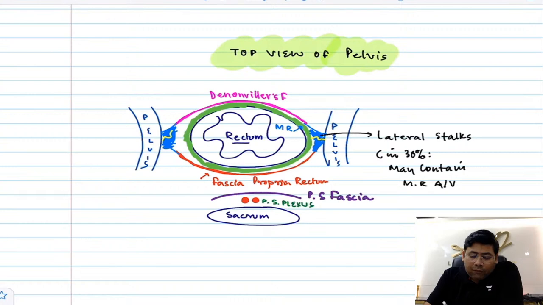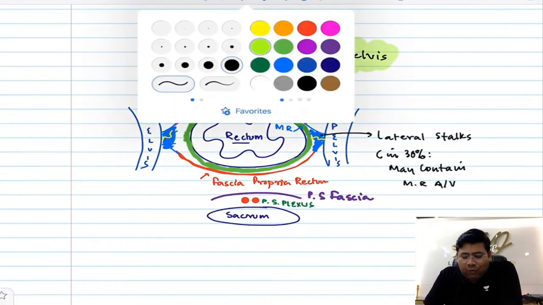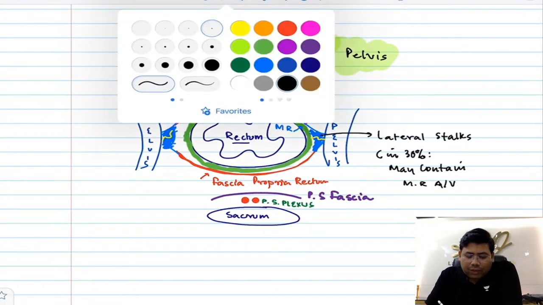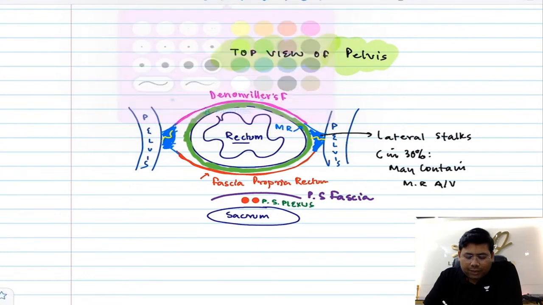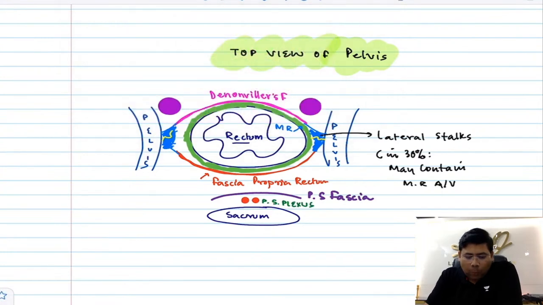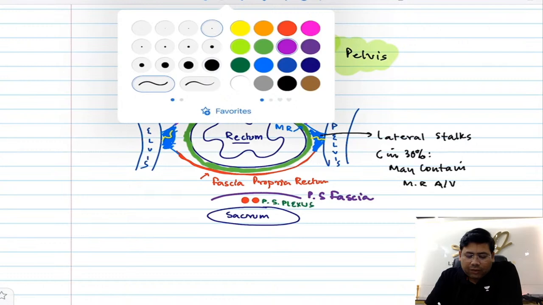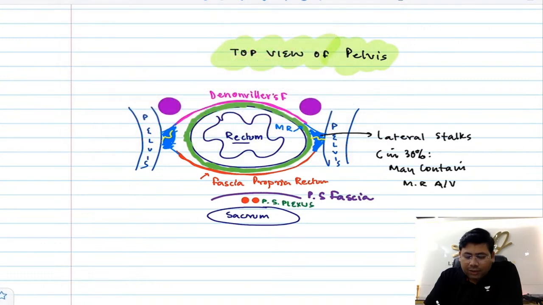So now one student is saying, sir, what is the view? What is the view that you want to show us? I am showing you two more things. What are these two structures? Tell me, what are these two structures? Yeah, tell me. These are your hypogastric plexus.